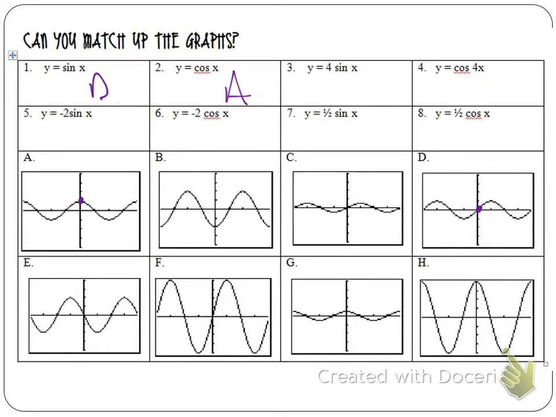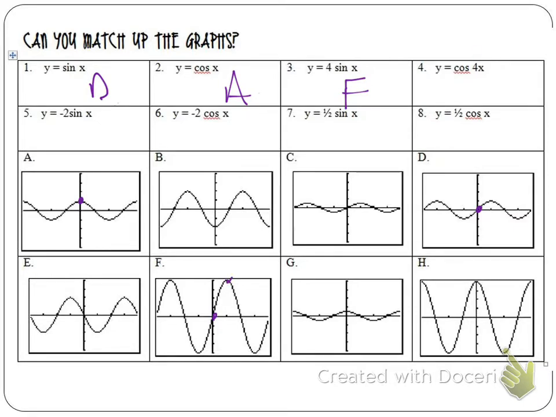Number 3, 4 times sine of x. Now we're looking for a graph that has an amplitude of 4, but also starts at 0. And that guy looks to be F, right? Starts at 0, jumps up to 1, 2, 3, 4 before it comes back down.